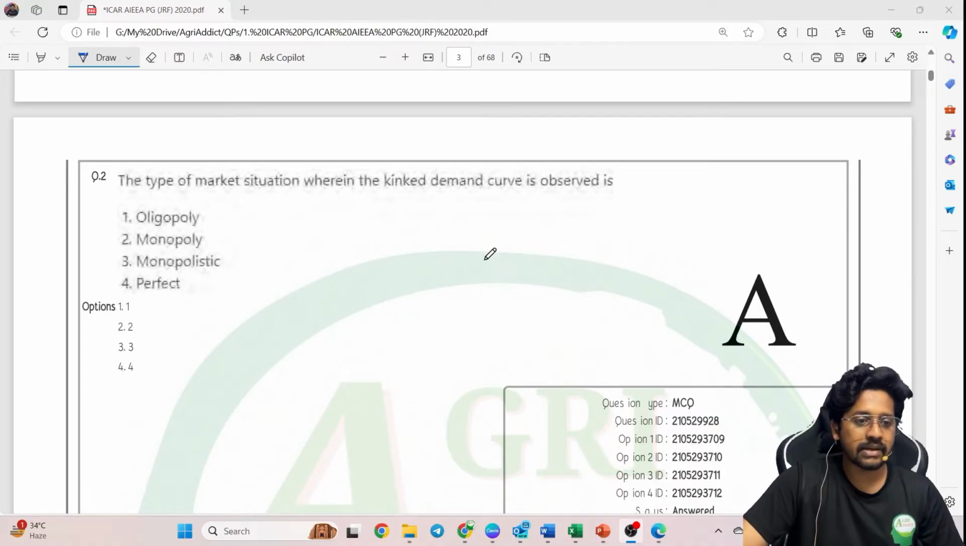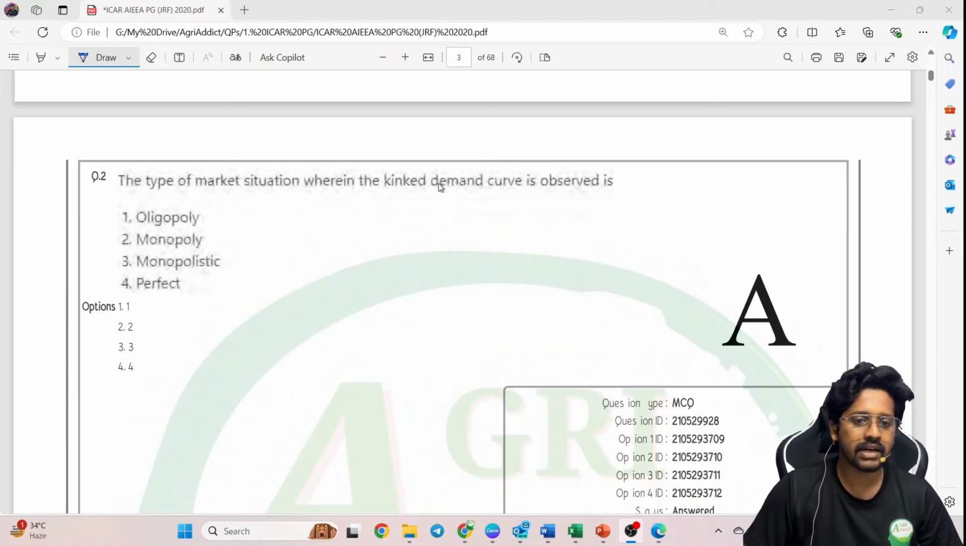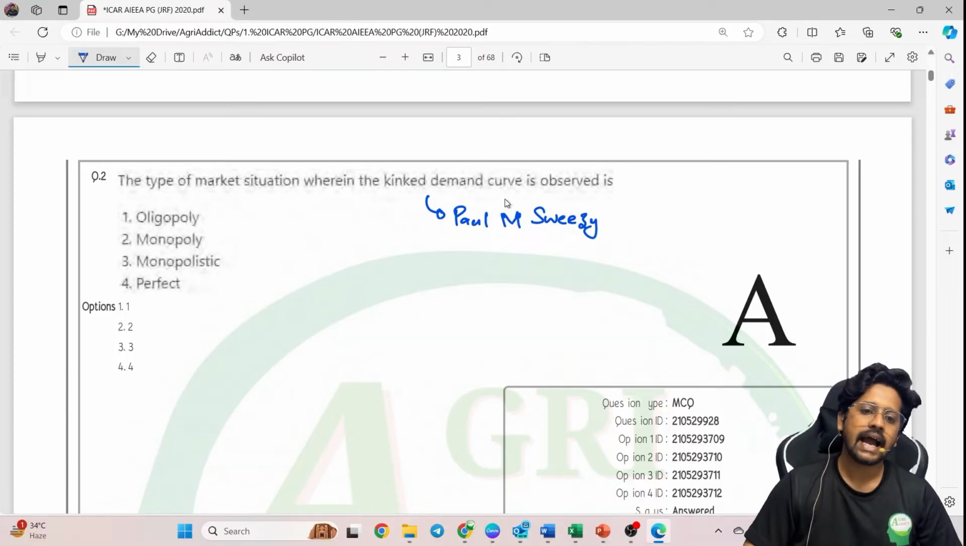Okay, the first question, question number 2. The type of market situation wherein the kinked demand curve is observed is. So in the chapter of market structure, we have seen many market structures like monopoly, duopoly, oligopoly, monopolistic competition, perfect competition, etc. And the concept of kinked demand curve was proposed by Paul M. Sweezy, and the kinked demand curve is a characteristic feature of the oligopoly market. This is a direct question.